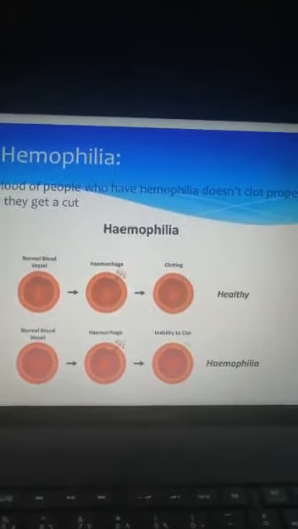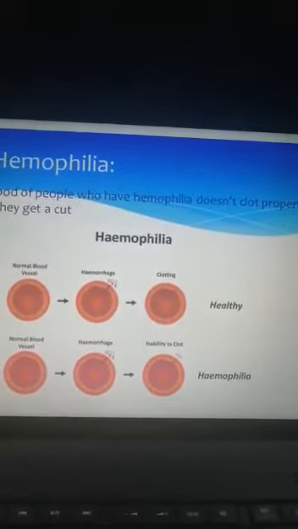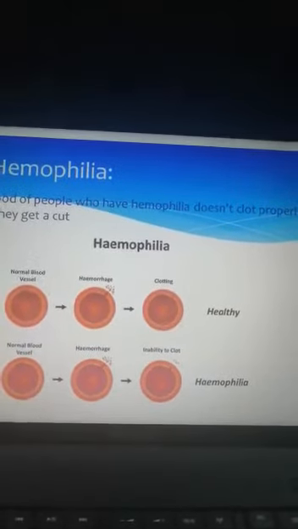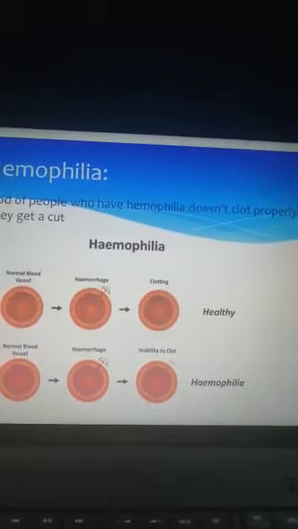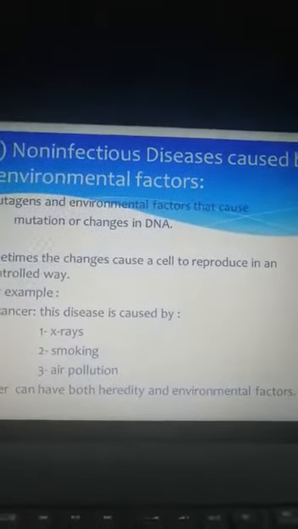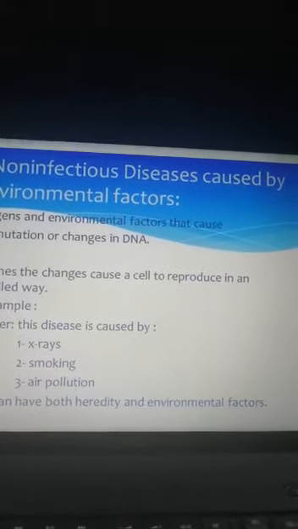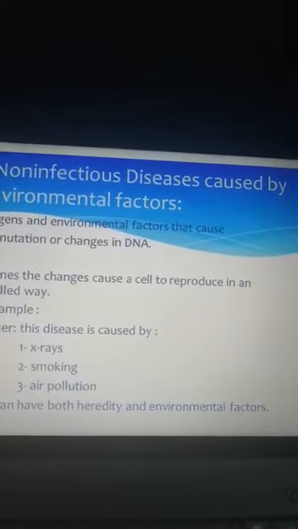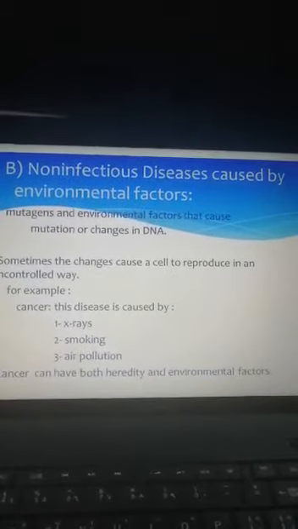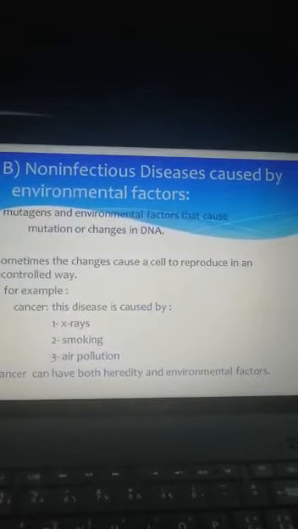So hemophilia and type 1 diabetes are diseases which are caused by heredity factors. The second type of non-infectious disease is caused by environmental factors.